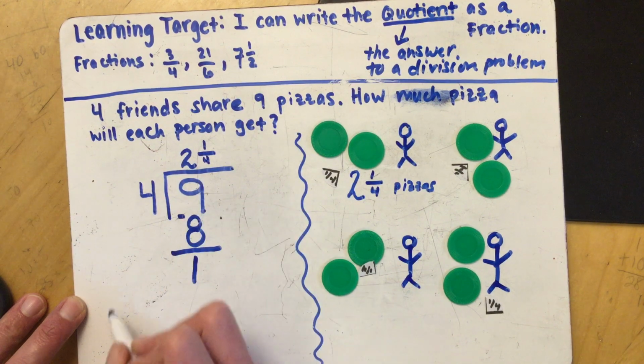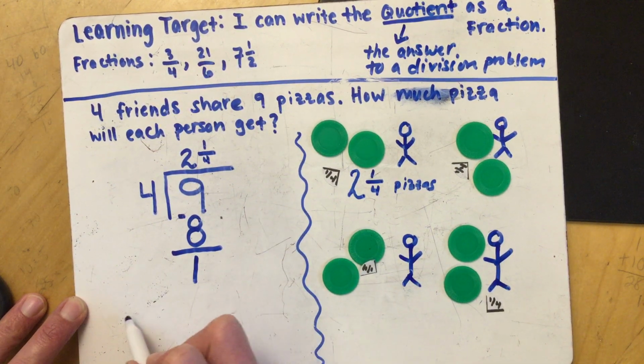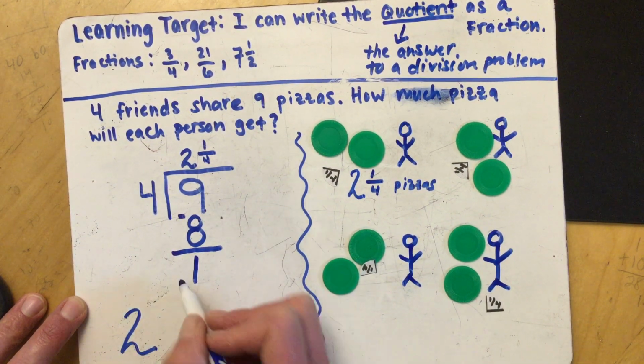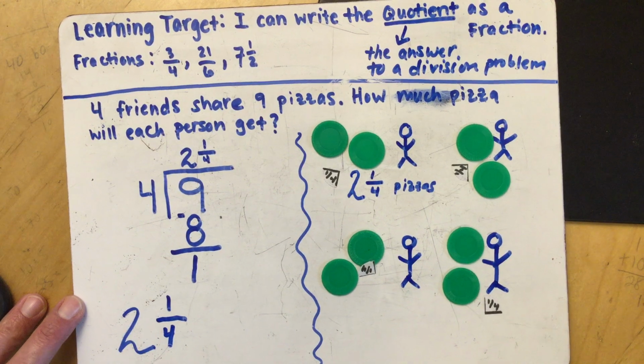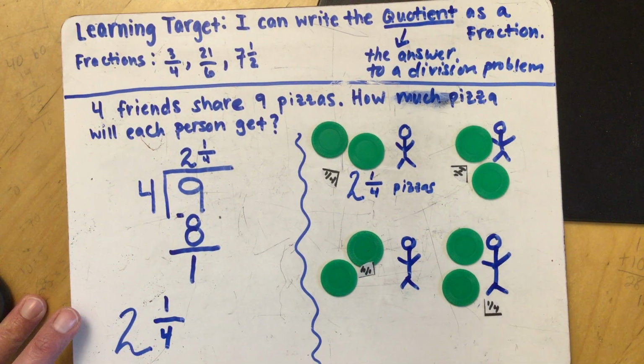So it's just whatever whole number you have, and sometimes you won't have a whole number. And then what's left over with how many groups there are. And that is how you write the quotient as a fraction.